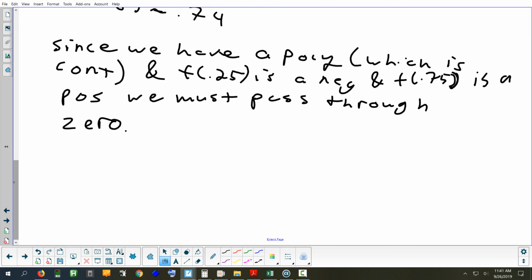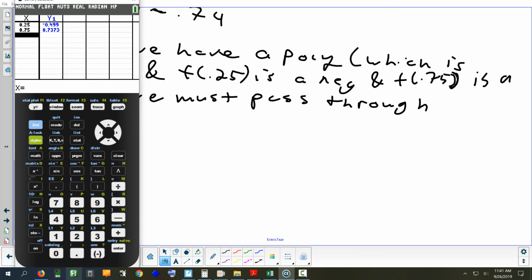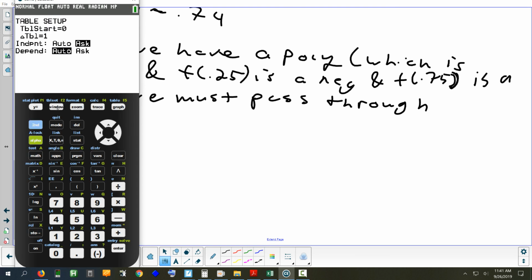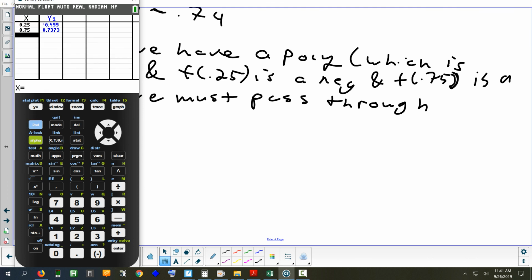And how do you do the table thing on the calculator? To do the table thing, you go to second table setup. Make sure it looks just like that. And then you go to second table, and you can type in anything you want once you do that, as long as it actually comes up.